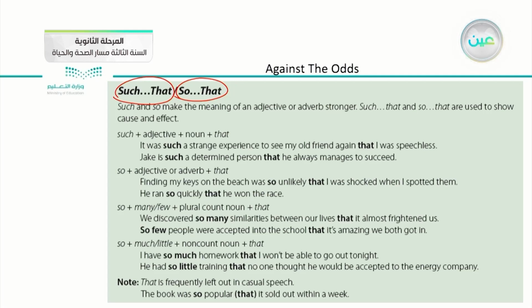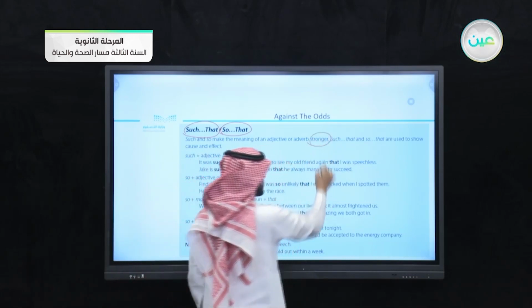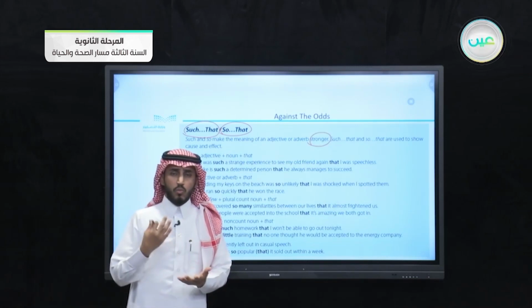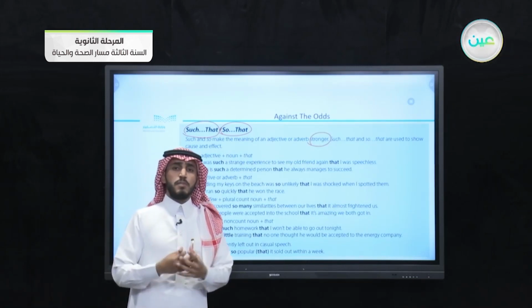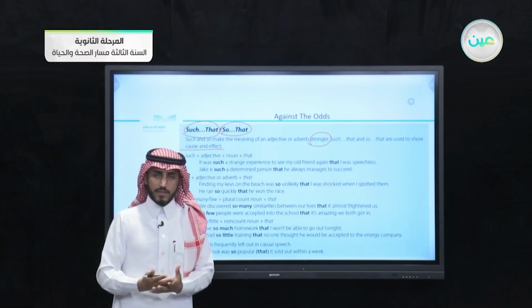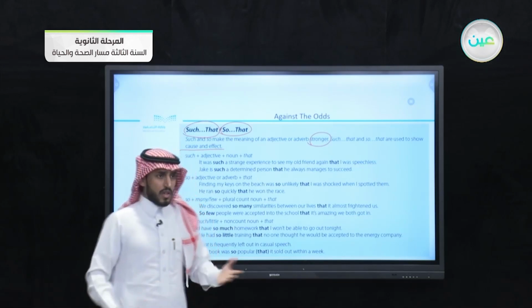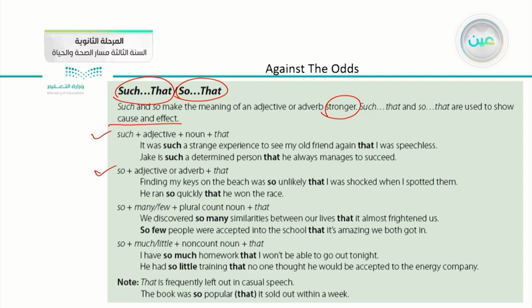What are the rules of so that or such that? They are used to make the meaning of the adjective or the adverb stronger. This is the first rule. And what other characteristics do they share? They both show cause and effect. They are used to show cause and effect. There are many ways of using so that and such that. We have here 1, 2, 3, 4. We have 4 forms of using such and so. We have only 1 way of using such and we have 3 ways for using so.